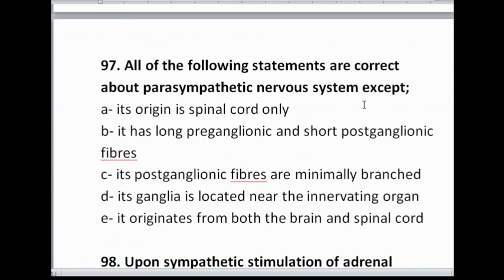Actually the parasympathetic is also known as craniosacral division, meaning that it originates from both the cranium, that is brain, and sacral or spinal cord region. So it has its origin from both the brain and spinal cord region, and option A says that its origin is spinal cord only. So we can directly say that option A is not correct about the parasympathetic nervous system. All the rest of the statements are correct.